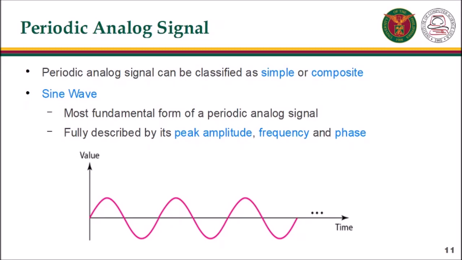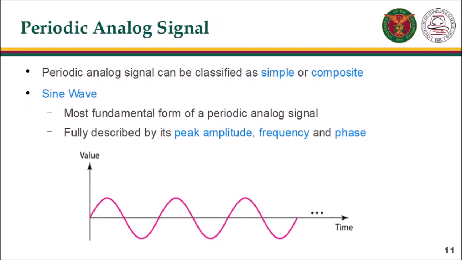A simple periodic analog signal, a sine wave, cannot be decomposed into simpler signals. Composite periodic analog signal is composed of multiple sine waves. The sine wave is the most fundamental form of a periodic analog signal. When we visualize it, it is a simple oscillating curve. Its change over the course of a cycle is smooth and consistent, a continuous rolling flow. Each cycle consists of a single arc above the time axis followed by a single arc below it.